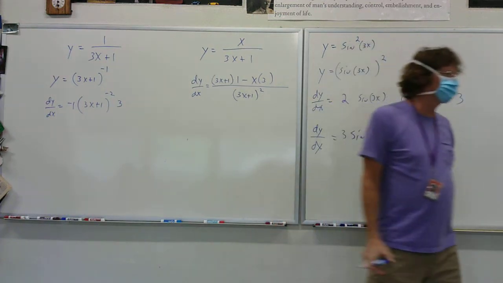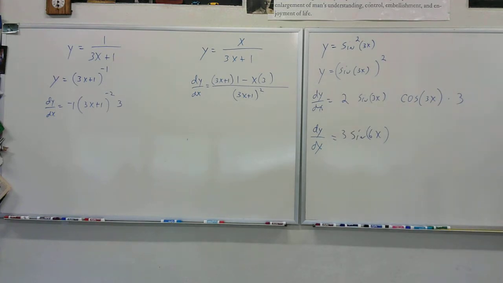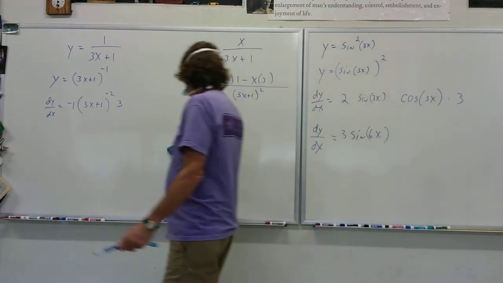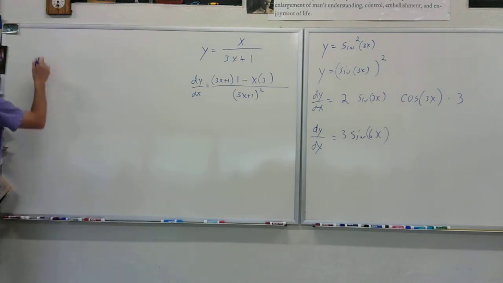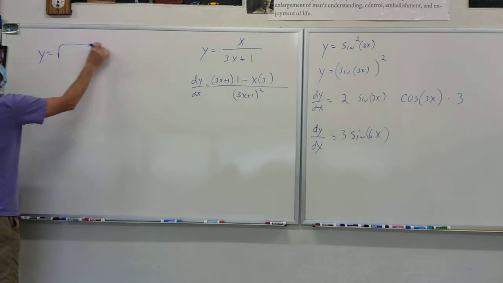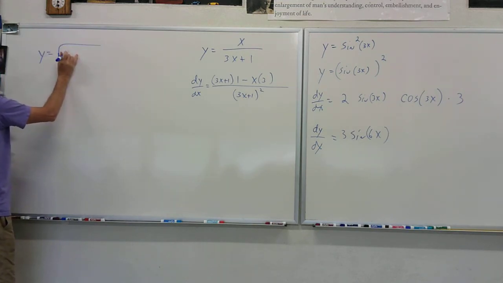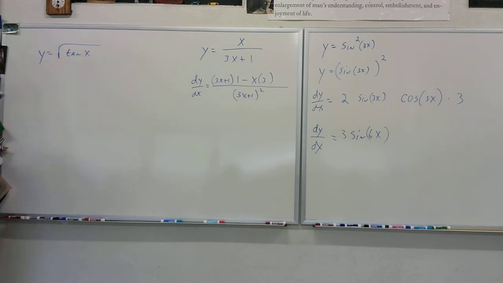Doing lots of examples, because that's the best way for you to learn this. It's better for me to work lots of examples for you. All right. Y equals square root of tangent x. And if you wrote a power of 1/2 right there, that'd be okay too, wouldn't it? Yeah. You put tangent with a little 1/2 power right in there.